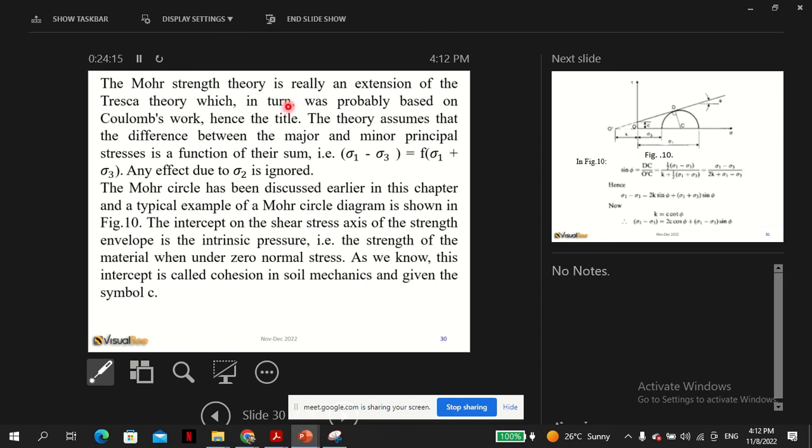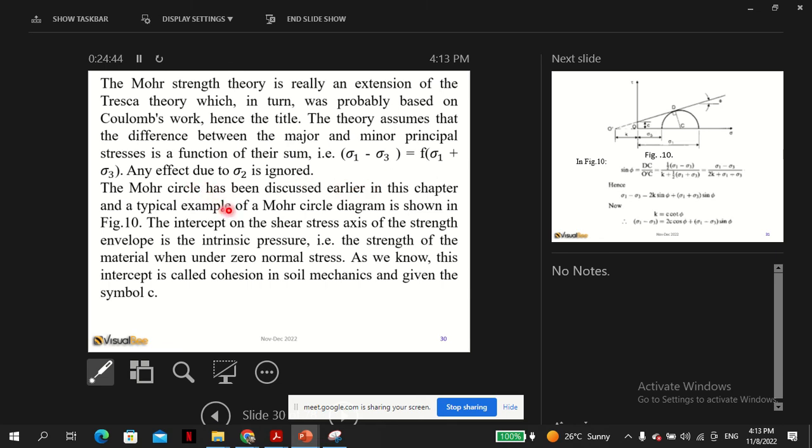Mohr-Coulomb theory is really an extension of, and related to, the Tresca theory, but in this case, we will only focus on the Mohr-Coulomb and the aspects that are applicable to soil, which in turn was probably based on Coulomb's work, hence the title. The theory assumes that the difference between the major and minor principal stress is a function of their sum. Any effect due to sigma 2 is ignored.